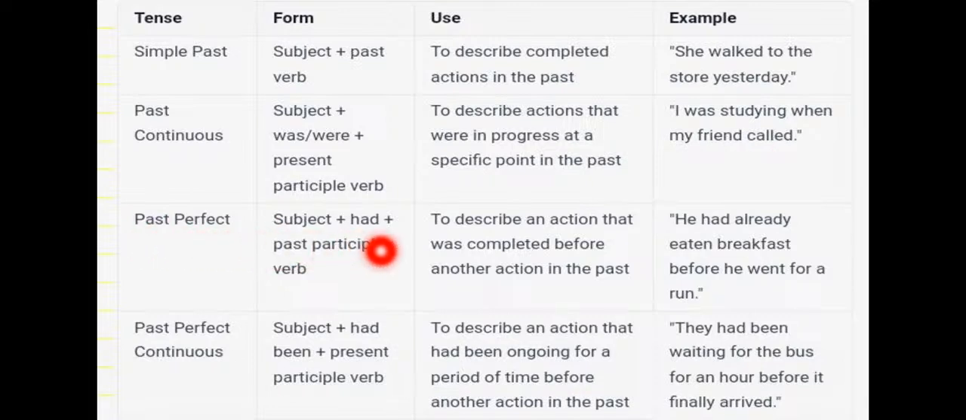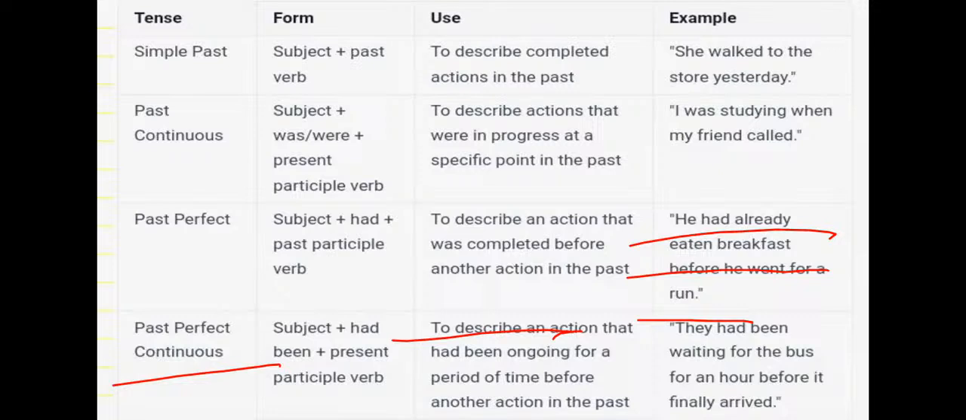Past perfect: subject plus had plus past participle, to describe an action that was completed before another action in the past. He had already eaten breakfast before we went for a run. Past perfect continuous: subject plus had been plus present participle plus since or for plus time, to describe an action that had been ongoing for a period of time before another action in the past. They had been waiting for the bus for an hour before it finally arrived. Now we have completed the summary.